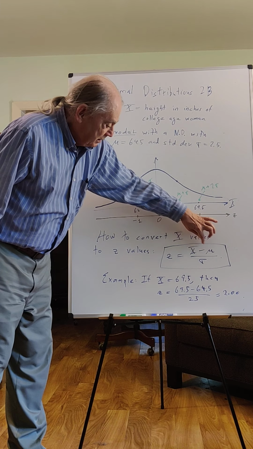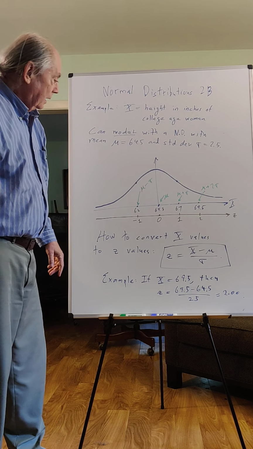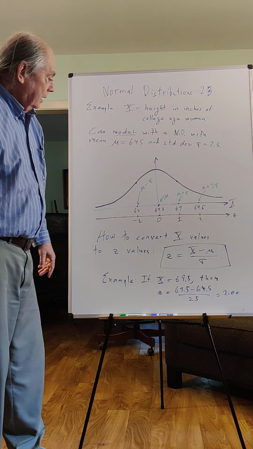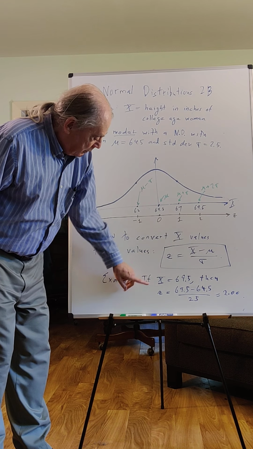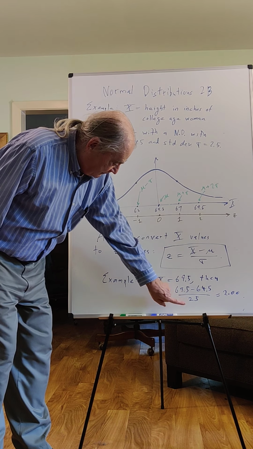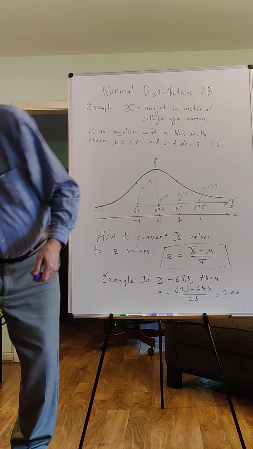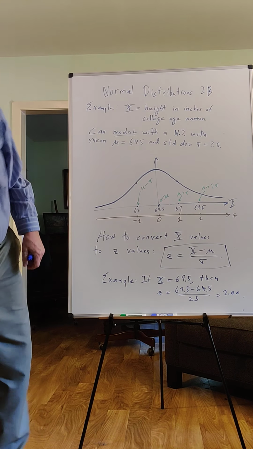Now there's a simple formula for converting x values to z values. You subtract the mean from the x value and divide by the standard deviation. I just went through this example. When x is 69.5, what would z equal? 69.5 minus 64.5 is 5, divide by 2.5 and you get 2. Okay, now we're going to do a couple of problems.